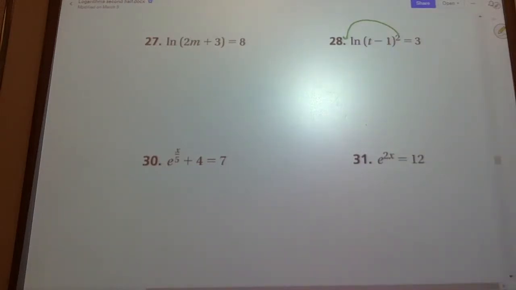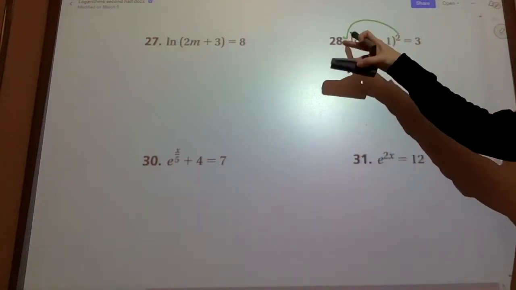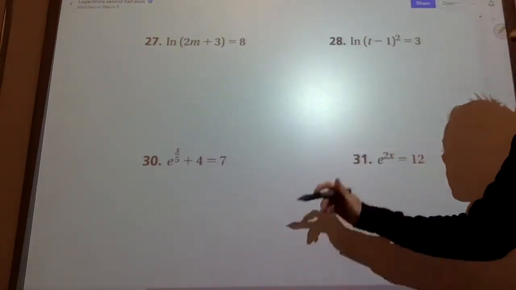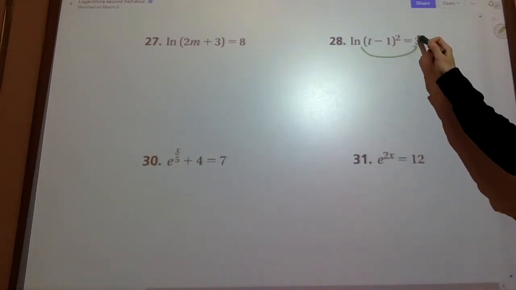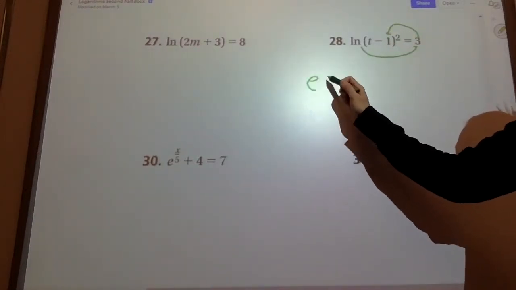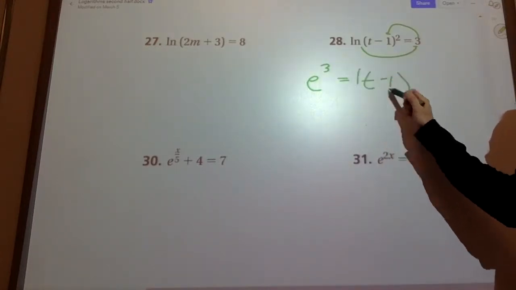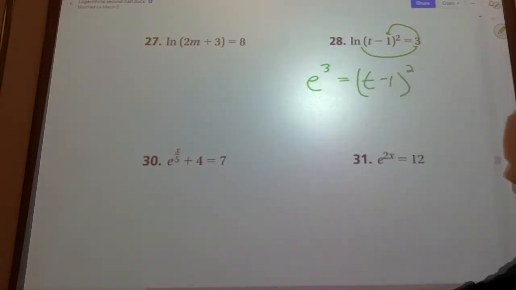Both ways will get you the right answer. Did anybody see to put that 2 in front? No? Okay, so it's isolated, so let's just convert it to exponential form. So I'd say e cubed equals t minus 1 squared. So what am I going to undo first to solve for t?